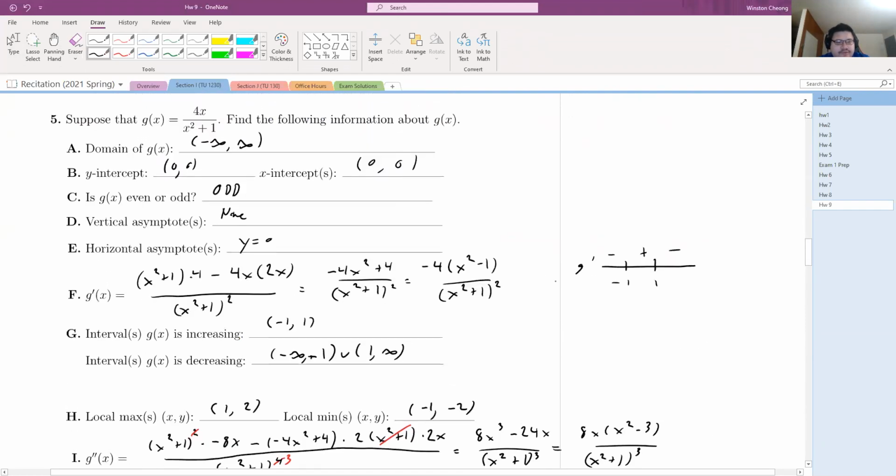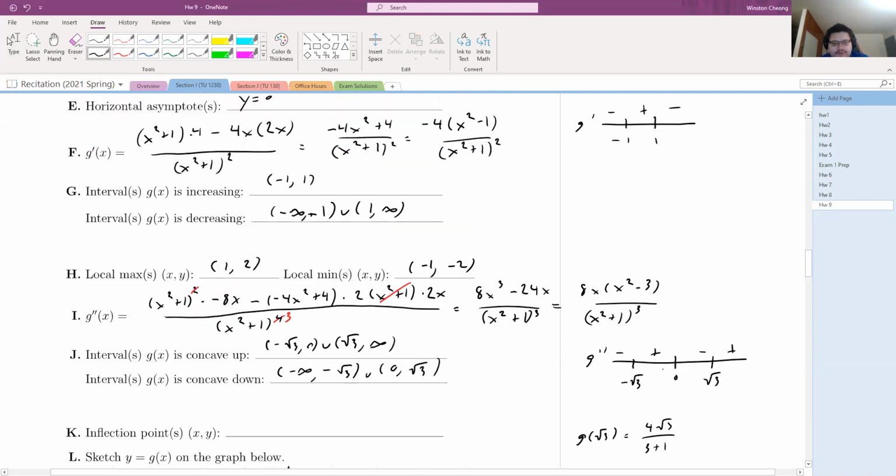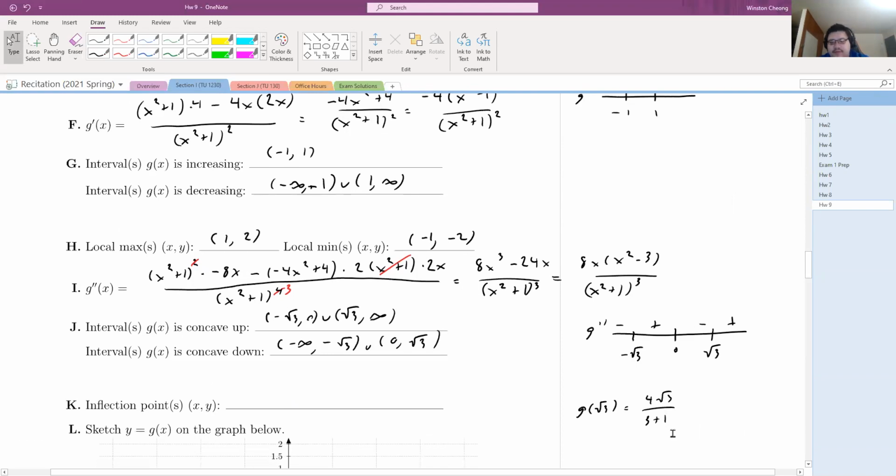So g of that is 4 times. Let's just start with g of √3. We get 4 times √3 over 3 plus 1. That's what the expression says. We square the value plugging in and we add 1 to it. So we end up canceling that 4, so we end up with that.